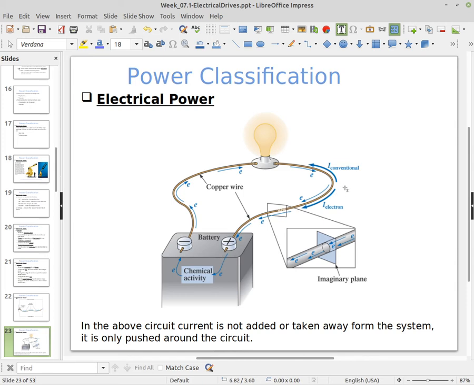However, we use what we call conventional flow. Conventional flow says that the current is flowing out the positive of the battery, through the circuit, to the negative of the battery.